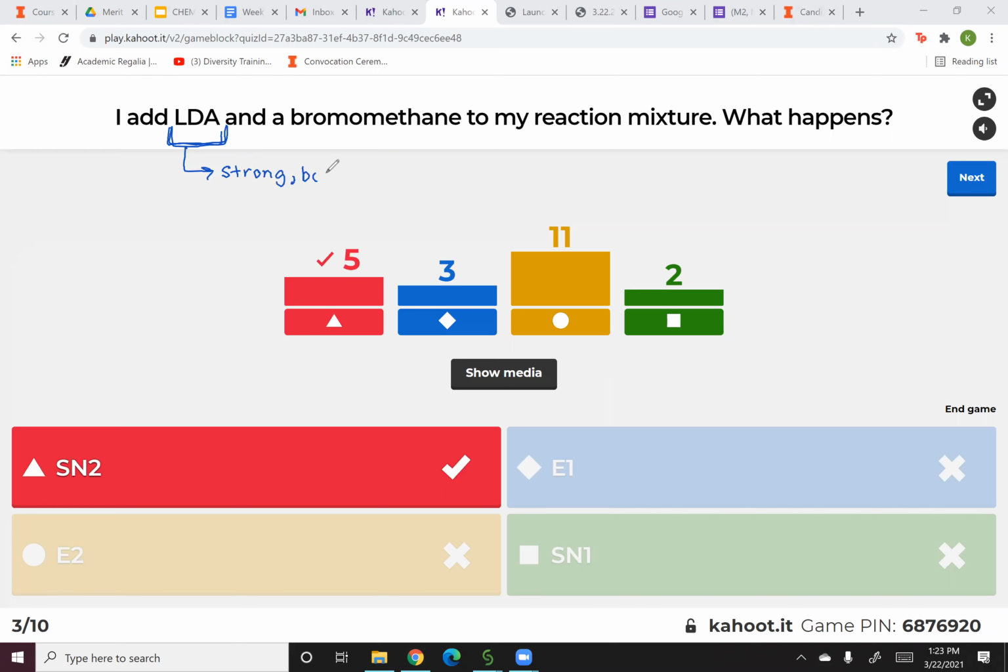Specifically, it's a strong bulky base. And then what kind of nucleophile is it? It's a bad nucleophile, yes. So almost always when we see LDA, we see E2 happening. Why doesn't E2 happen here? And this is the structure of bromomethane, in case anybody wanted to see it. Yeah, Rachel?